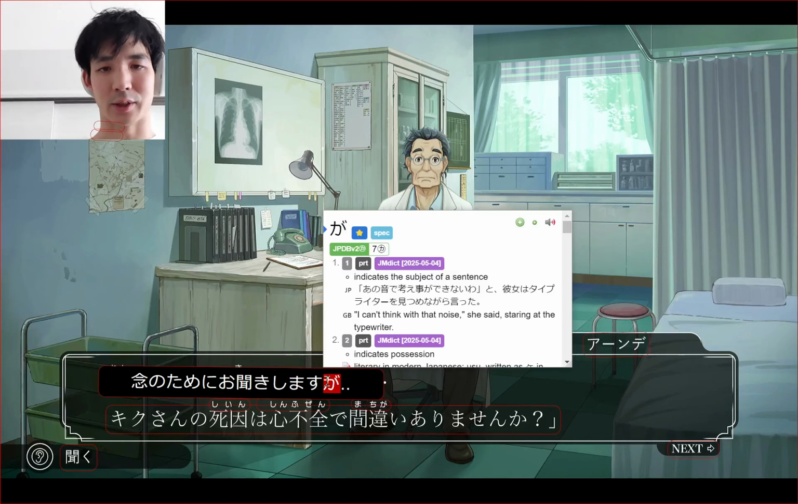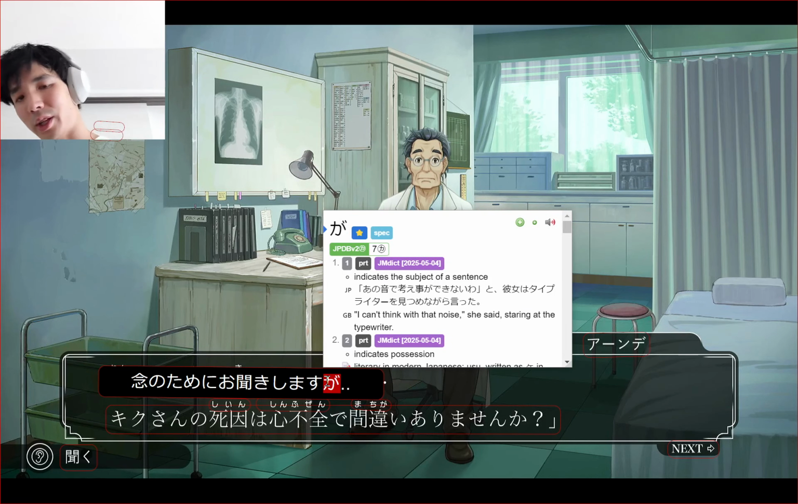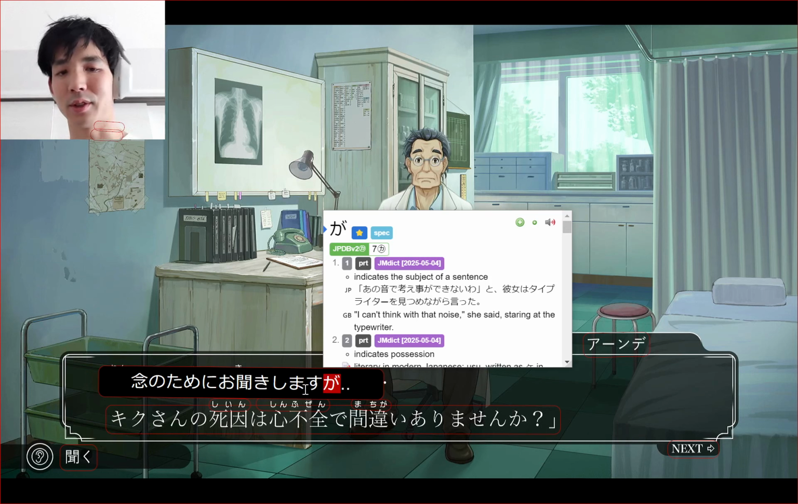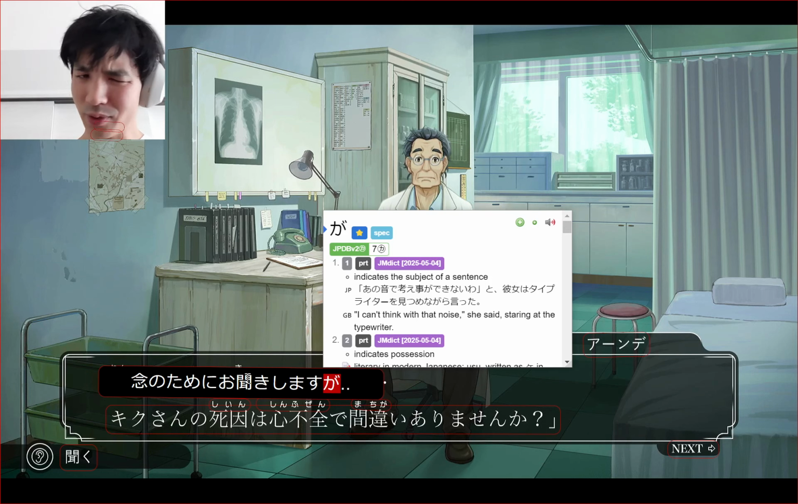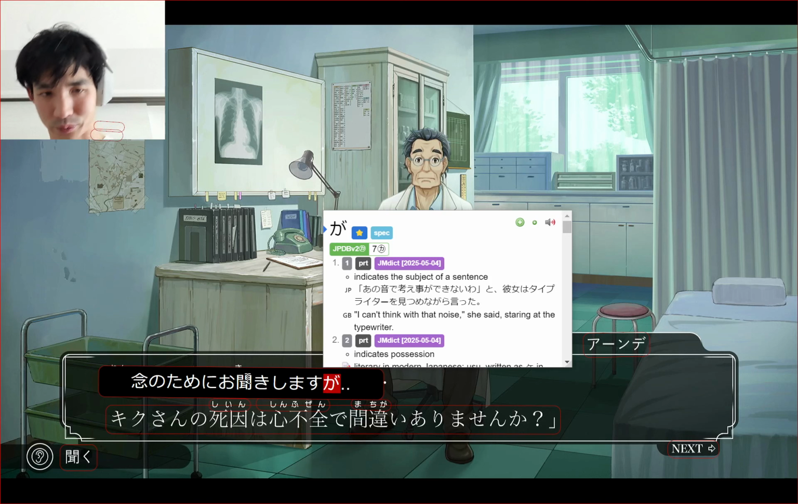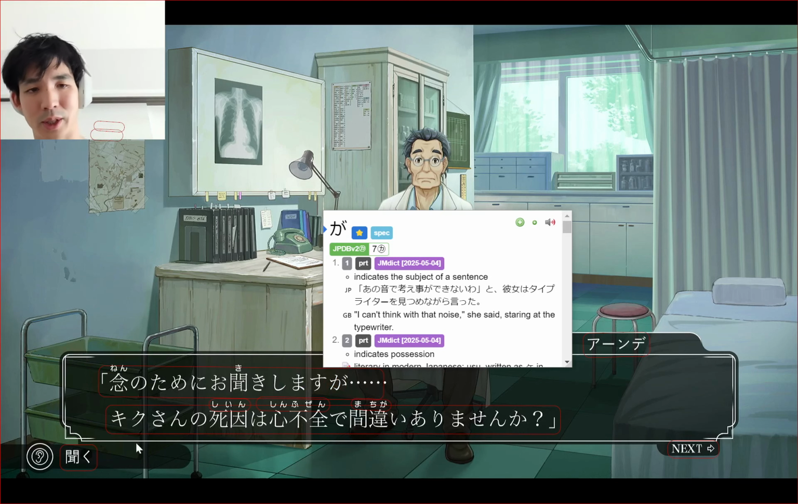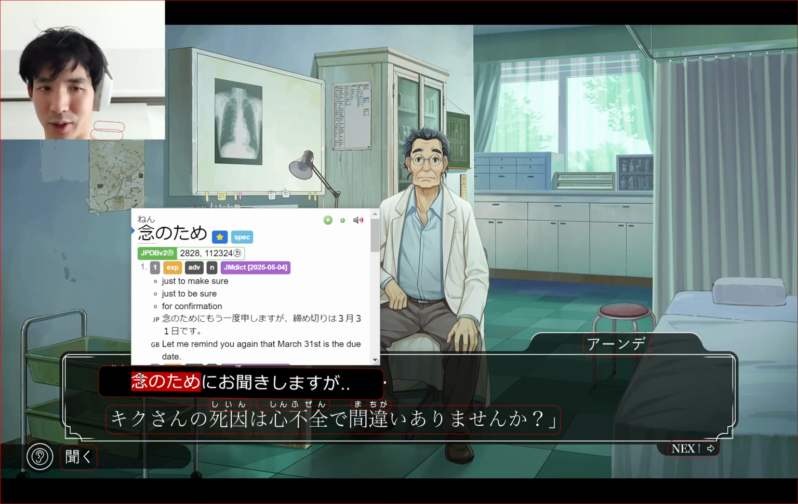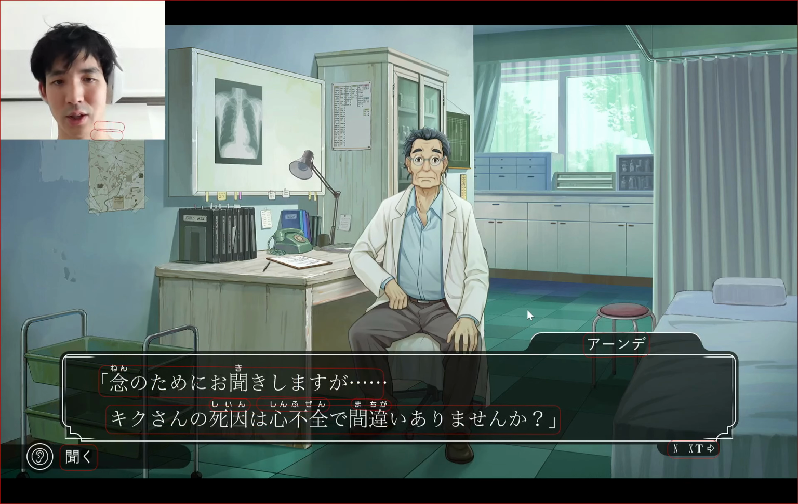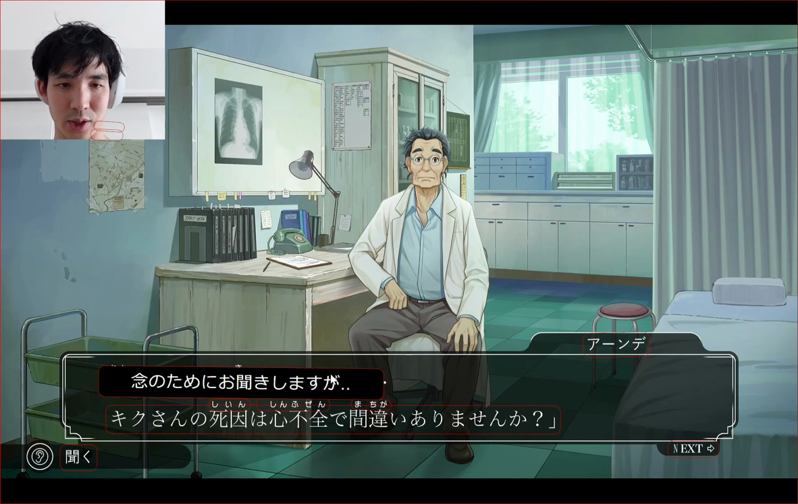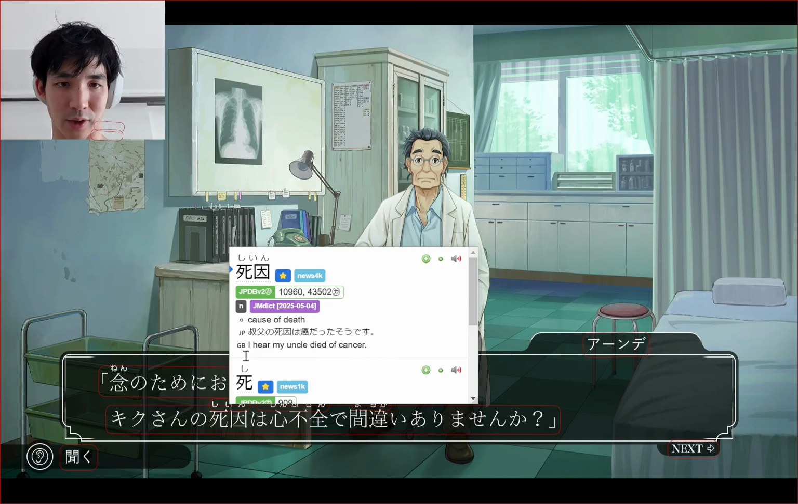And then ga here, it normally means but when you put it at the end of this, it turns it into kind of a request because you're kind of backing off of the statement. So, nen no tame ni, just to be sure. Nen no tame ni o kiki shimasu ga. So, just to be sure, I'm gonna ask a question. I guess I am the person acting here. O kiki shimasu ga. Kiku-san no shi-in is cause of death, right?